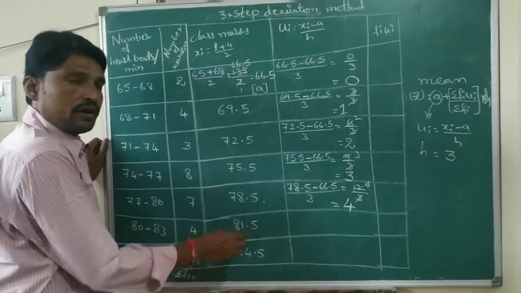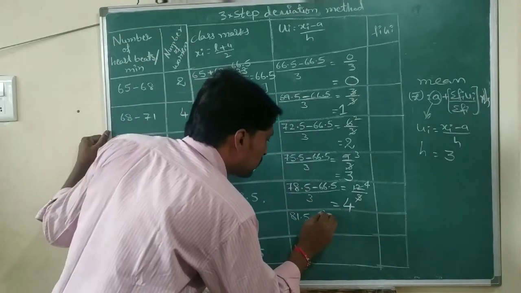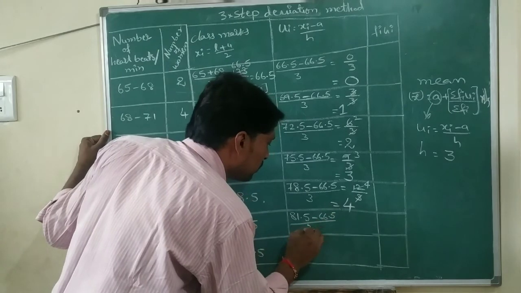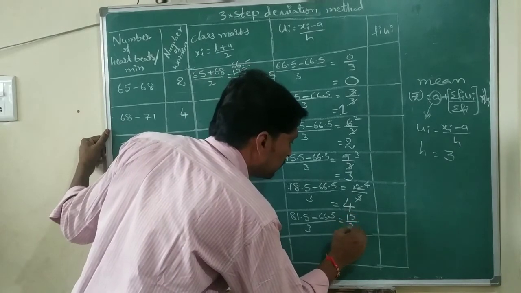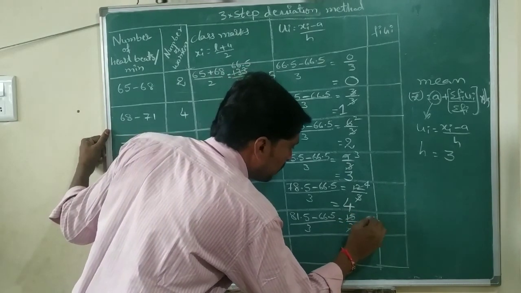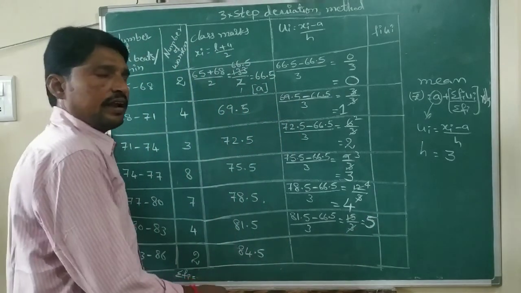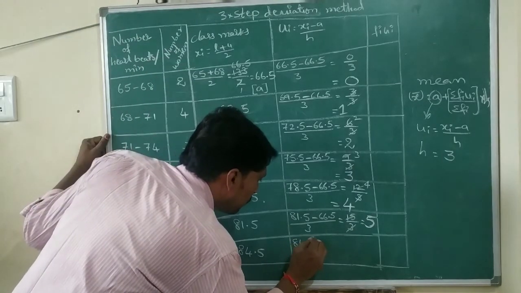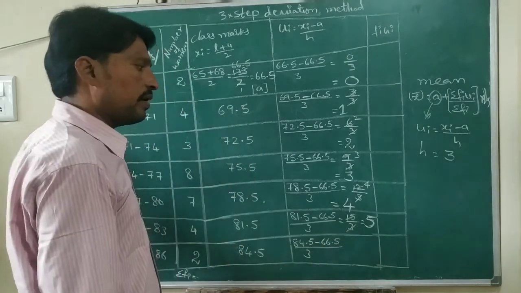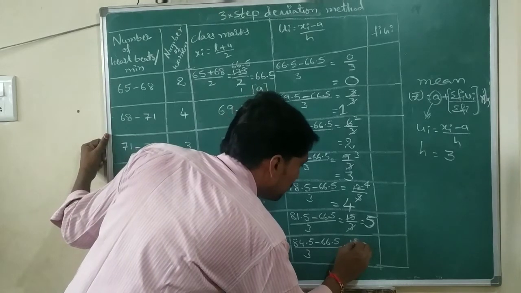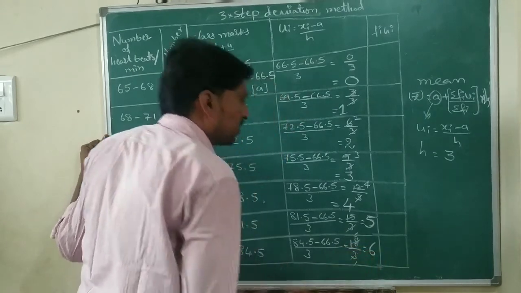Next xi is 81.5. 81.5 minus 66.5 is 15 by 3, so we are getting 5. The last class mark, xi is 84.5. 84.5 minus 66.5 is 18 by 3, so that value we are getting is 6.